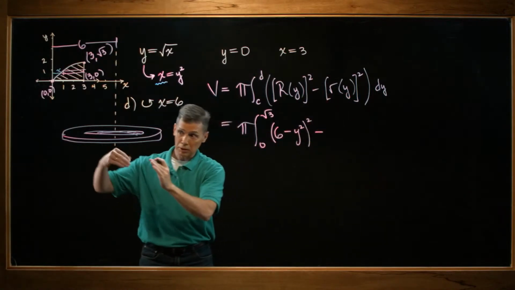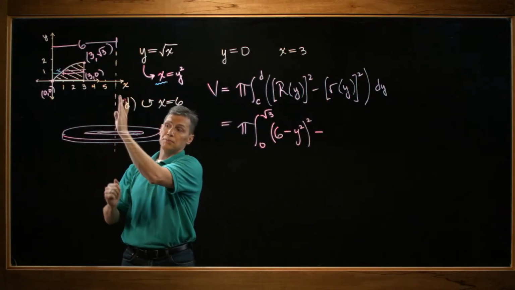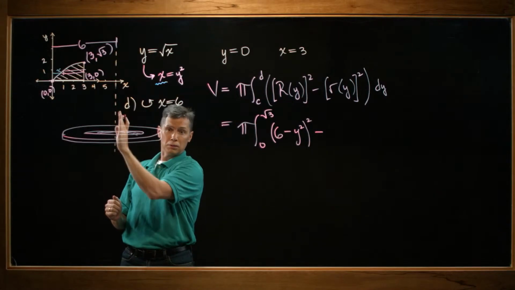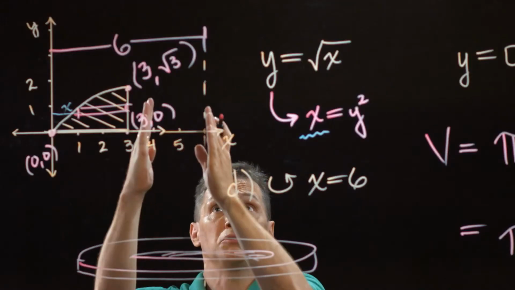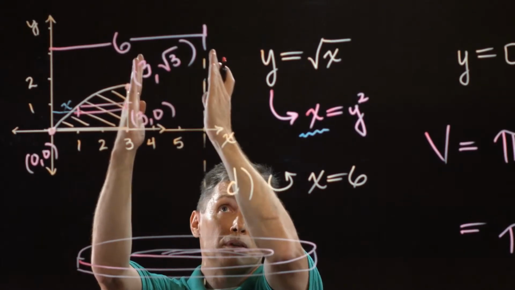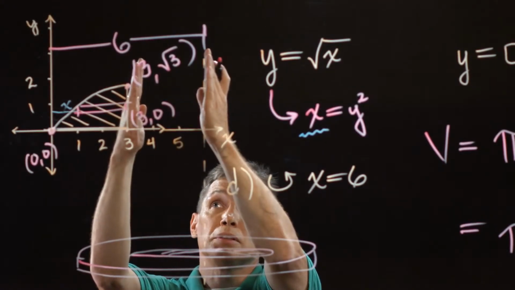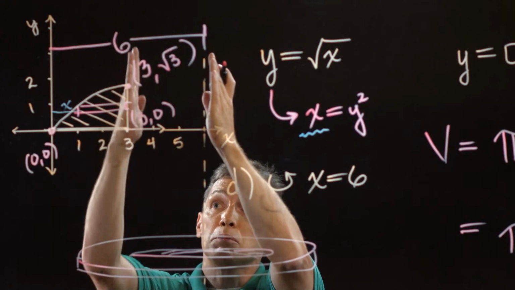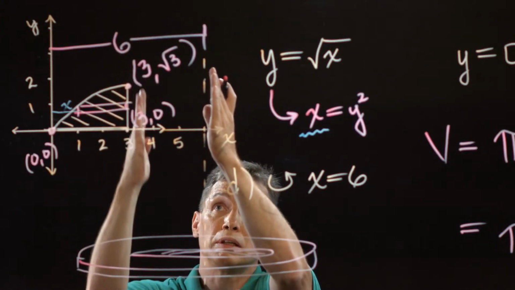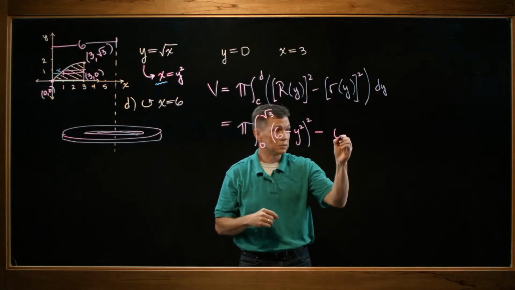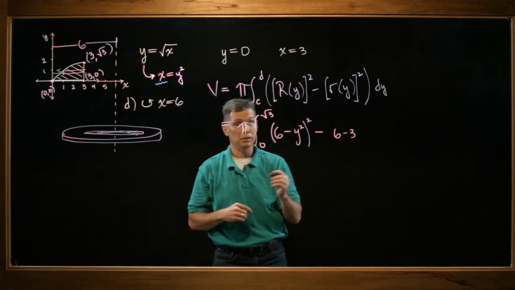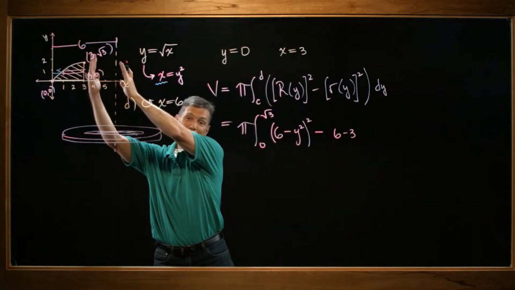Come back over to my drawing with my washer. The inner radius is from the center of the washer to this inner rim. Let's see where that comes from in our drawing. This hand is at x equals 6. This hand came from our x equals 3 line. So the distance between those is going to be 6 minus 3. That was the space of my hands.